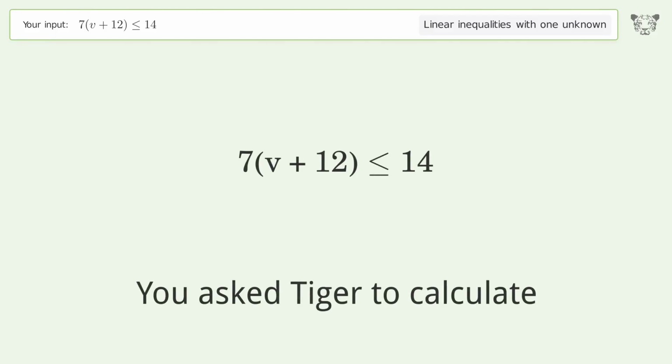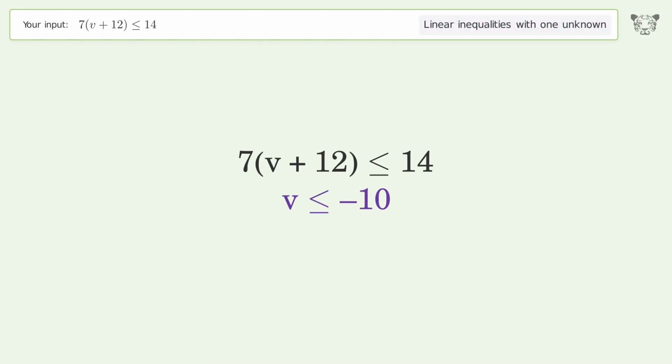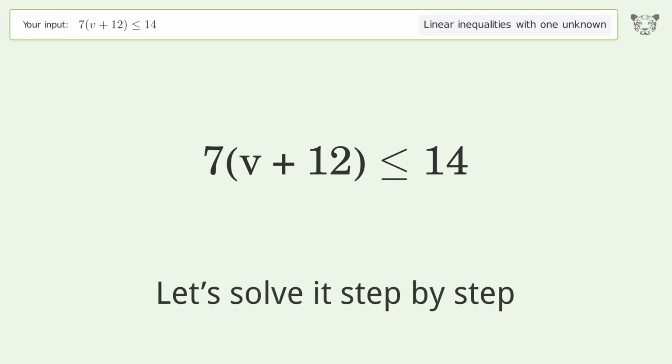You ask Tiger to calculate. This deals with linear inequalities with one unknown. The final result is v equal or smaller than -10. Let's solve it step by step.